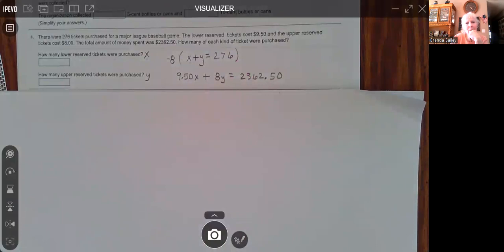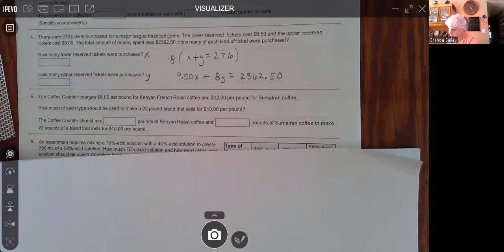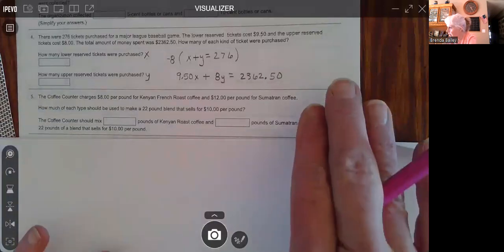But here, I really wouldn't worry about the decimals. I just go ahead and multiply that top equation by a -8. And then when you add them together, the y's will drop out. All right, so see if you can go from there. And if you're having some problems going from here, let me know, and you and I can work together on Zoom. All right, let's look at another one.